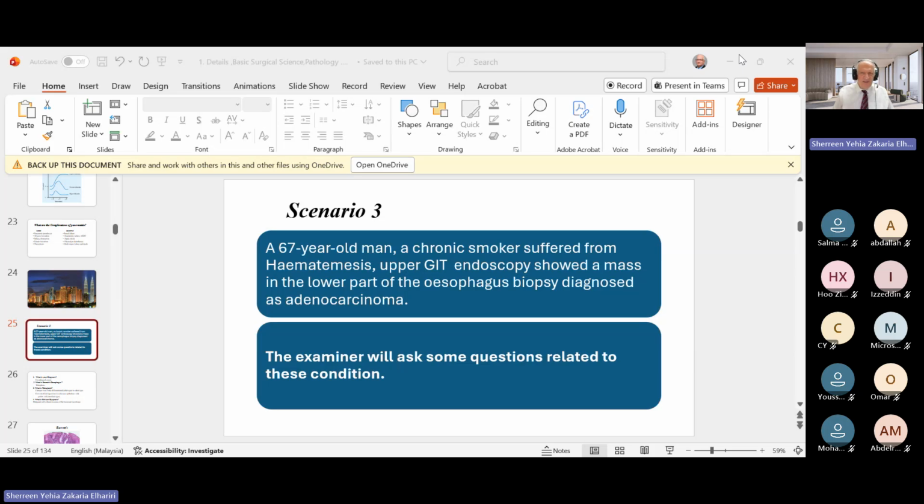We have another scenario about a 67-year-old man, chronic smoker, suffering from hematemesis, vomiting of blood. Upper GI endoscopy shows a mass in the lower part of the esophagus, biopsy diagnosed as adenocarcinoma. The examiner asks you some questions. So a lot of knowledge you can notice here from the script.